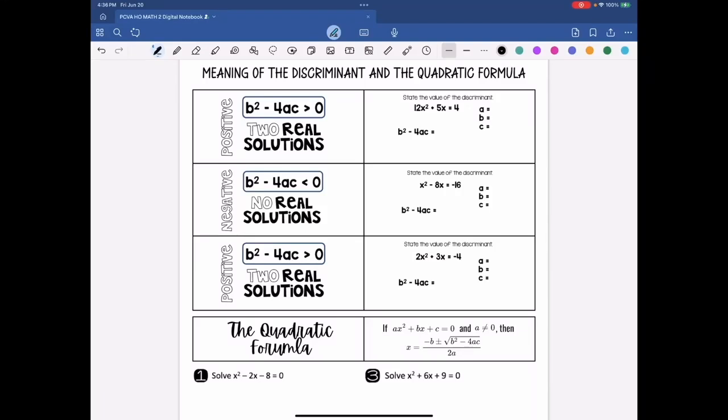All right, so in this lesson, we're going to be talking about the quadratic formula and what we call the discriminant and what that discriminant will mean as we're doing the quadratic formula. So there's three different cases when it comes to the quadratic formula. So I'm going to zoom down right here.